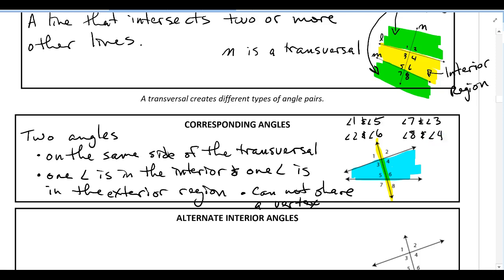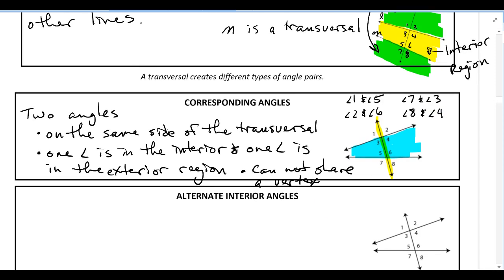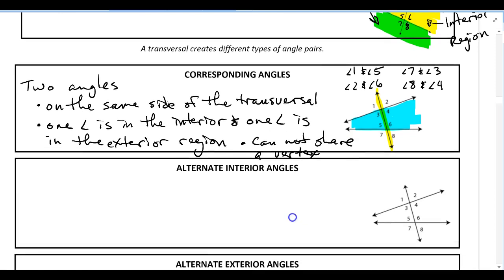So go ahead and take a close look at these pairs of corresponding angles, and if you have any questions about those, make sure you get those cleared up, because you cannot be successful if you can't recognize and name the different types of angles formed by two lines cut by a transversal.